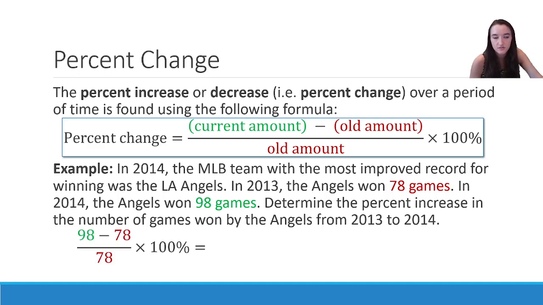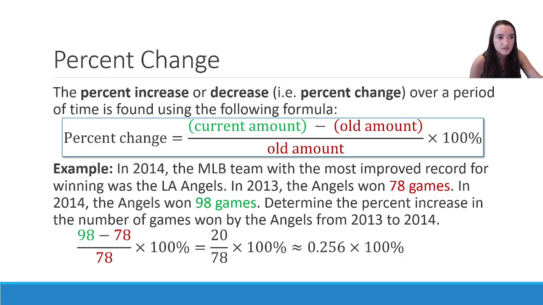So 98 minus 78 over 78. So 98 minus 78 is 20. 20 over 78 is 0.256. Multiply by 100, to move my decimal over twice, to get 25.6%, right? That's moving the decimal over when I multiply by 100, right?